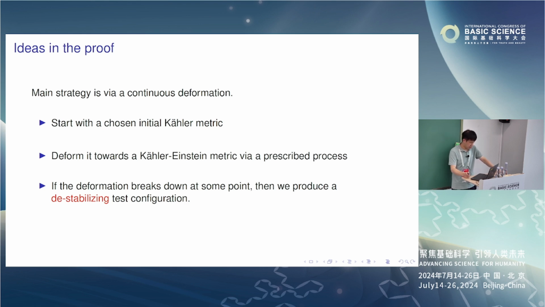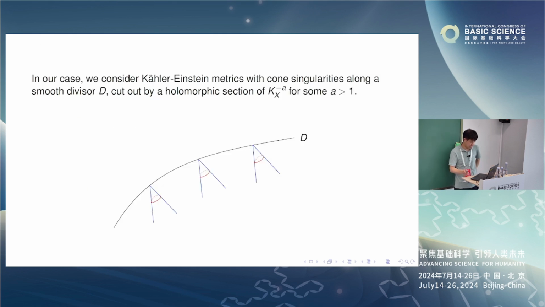Ideas in the proof. Very briefly, the main strategy is via continuous deformation. You start with a chosen initial Kähler metric. You want to deform it into a Kähler-Einstein metric via a prescribed process. If the deformation breaks down at some point, then we produce a test configuration with negative Futaki invariant. So that means if it breaks down, then it's not stable. So if it's stable, then it never breaks down, and you will end up with a Kähler-Einstein metric.